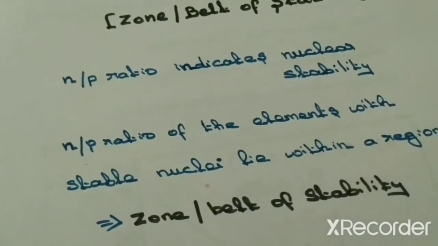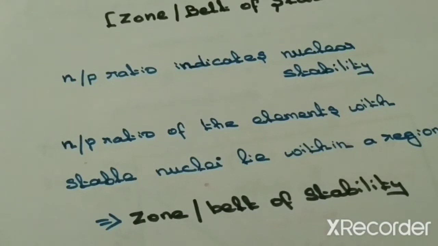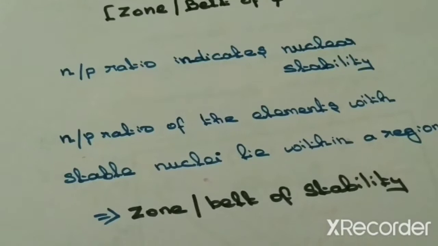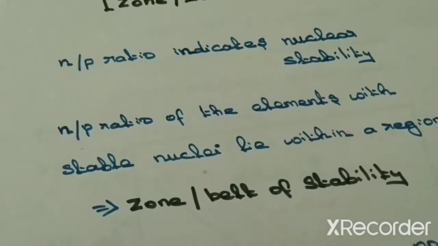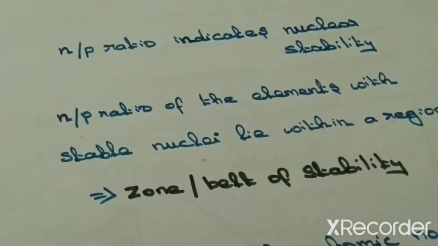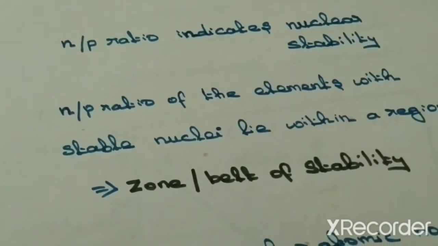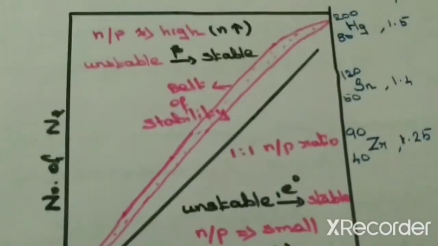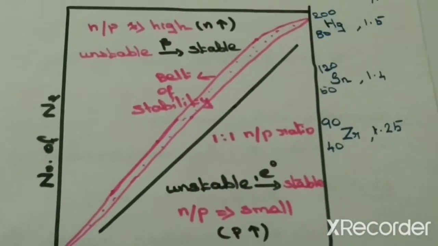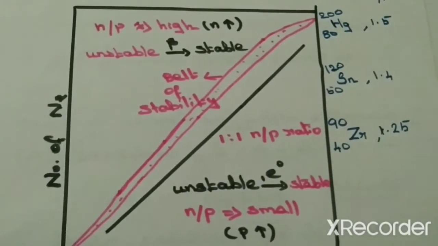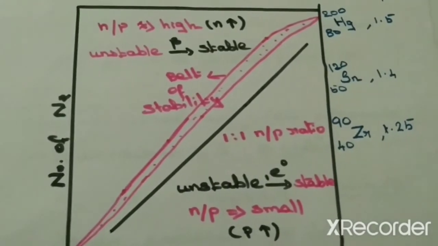If the number of neutrons is plotted against the number of protons, it is found that the NP ratio of the elements with stable nuclei lie within a region, and that region is known as zone of stability or belt of stability. And this is the picture which explains the relationship between NP ratio value and the stability of the nucleus.